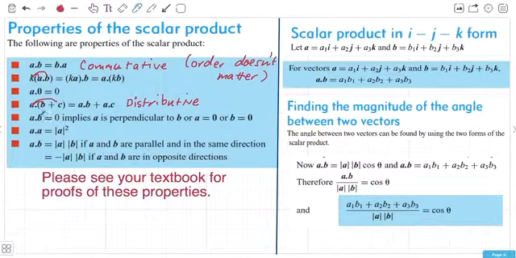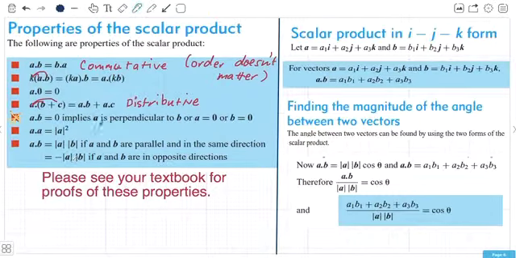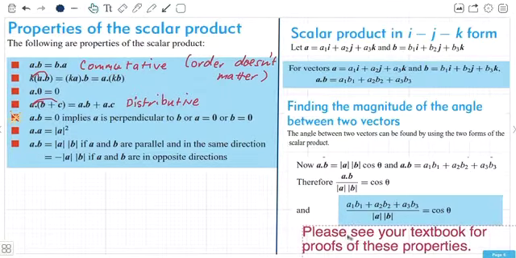This one here, this fifth one, I'm going to put in a different colour so you can see it in the red. I'm going to put a big star next to that one. That's a really important property, and it's A dot B equals 0 when A is perpendicular to B. Now if we think about what that means, and please see your textbook for proofs of these properties, I'm going to go through the proof for that one. If we think about what A dot B is given as, A dot B is the magnitude of A times the magnitude of B cosine theta.